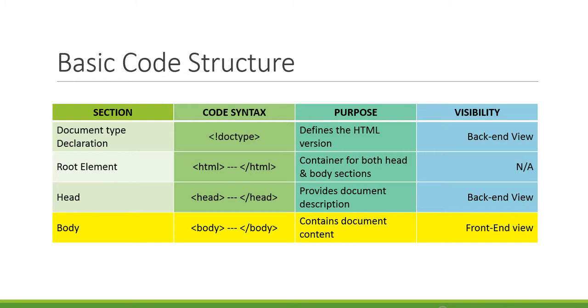Then, after the doc type declaration, we normally have the root element, which would be the code syntax identified by the HTML opening and closing tags. The purpose of this tag is to act as a container for both the head and the body sections. The visibility would be not applicable here because it's neither back-end nor front-end view. It contains the elements regarding front-end or back-end view.